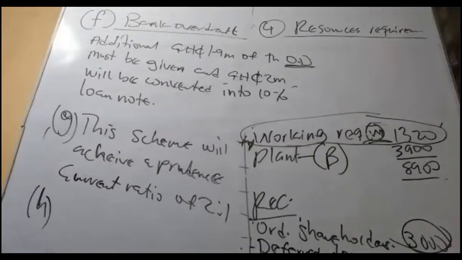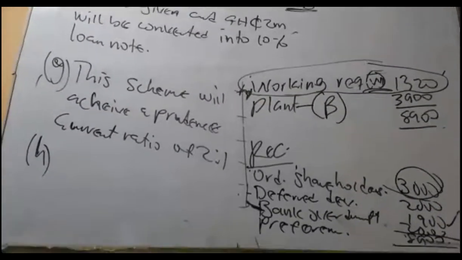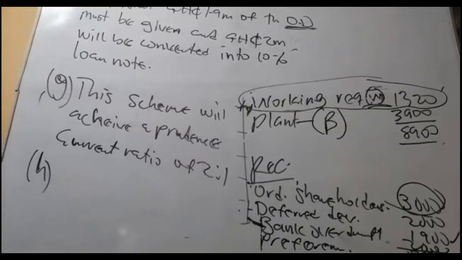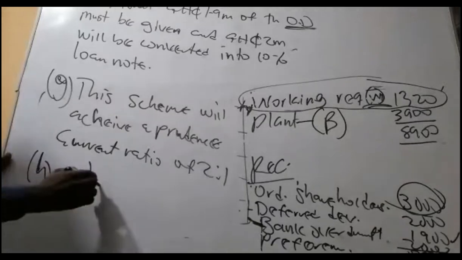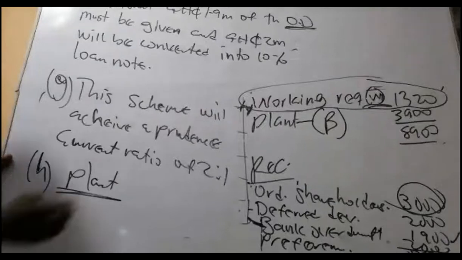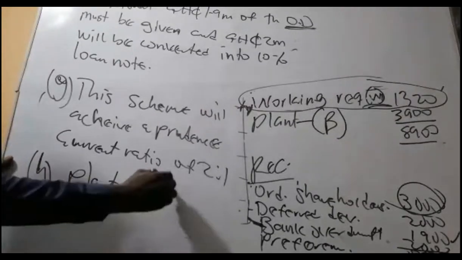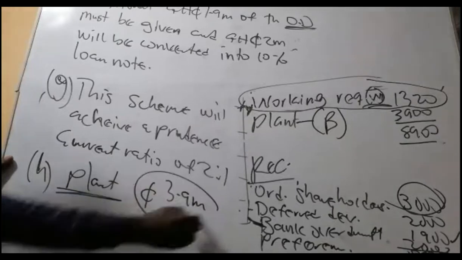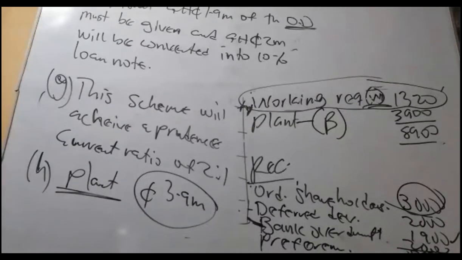You are talking about everything. We've talked about ordinary shareholders. Let's go to the resource requirement. What we've not talked about is plants. So they should buy new plants amounting to 3.9 million. New plant costing 3.9 million must be acquired for production purposes. Tell the examiner that it is for production purposes. We are done.